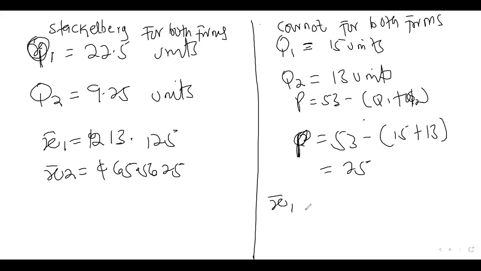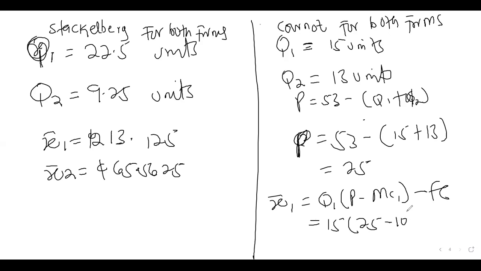So profit for firm one, remember, is Q1 into bracket price minus marginal cost one, minus the fixed cost. So here we will have the units, that's 15 units into bracket price 25, the marginal cost for firm one was 10, then the fixed cost in the question is 40. So once you solve it, profit for firm one will be 185, okay?